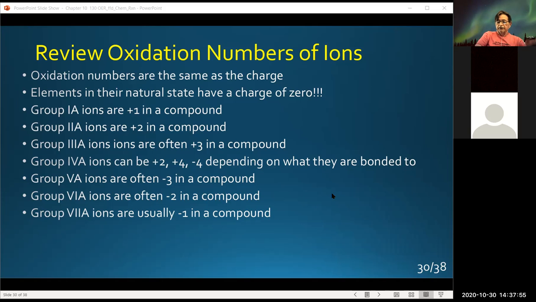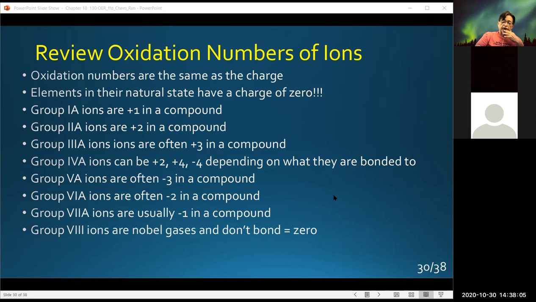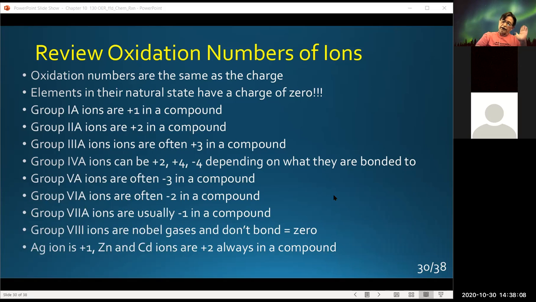So not only does that tell you how many electrons it will gain, but it also helps you with how many bonds it can make. All right, and of course we know group 8, valence shell is happy, not gonna happen. And then we talked about the sweet 16 as far as group 1, group 2A, those are 12 elements there, but then I also gave you 4 more: zinc, cadmium, silver, and aluminum. Those always have a constant oxidation number.